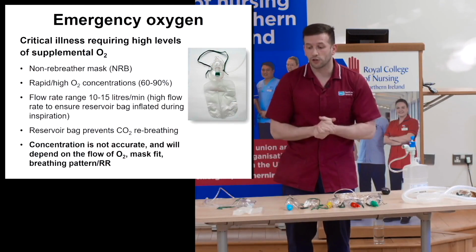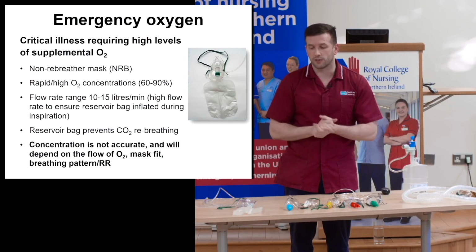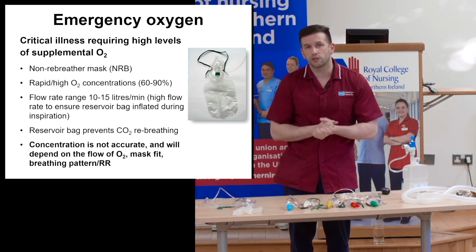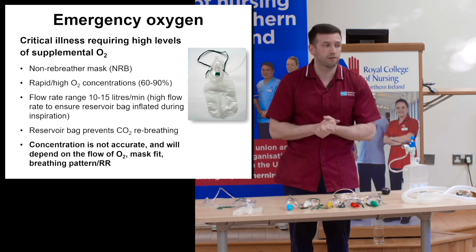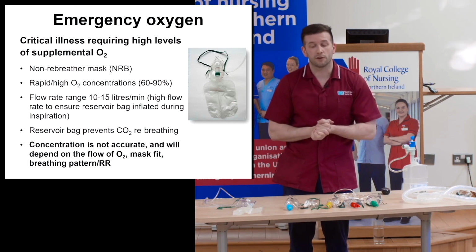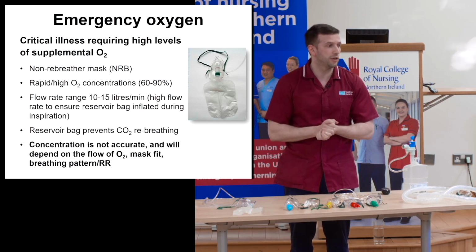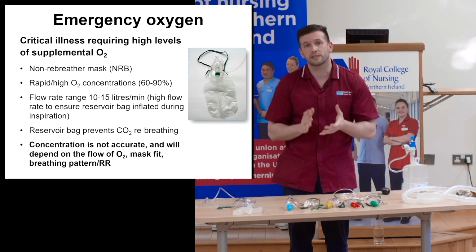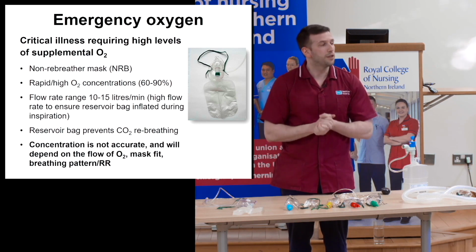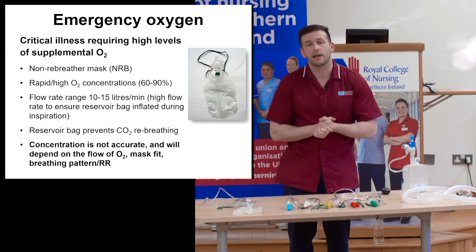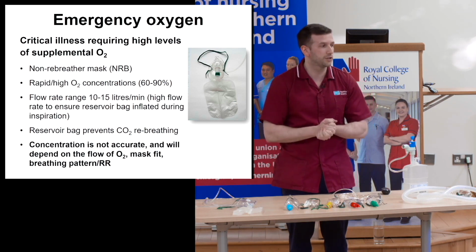So first off, we're going to talk about the use of emergency oxygen therapy. This is the delivery of high flow, high concentration oxygen therapy in the presence of critical illness. The interface we're going to talk about is the non-rebreather mask, which I'm going to demonstrate to you. This enables us to deliver high and rapid oxygen concentrations between 60 and 90%. The flow rate required to initiate or activate this reservoir mask is 10 to 15 litres.